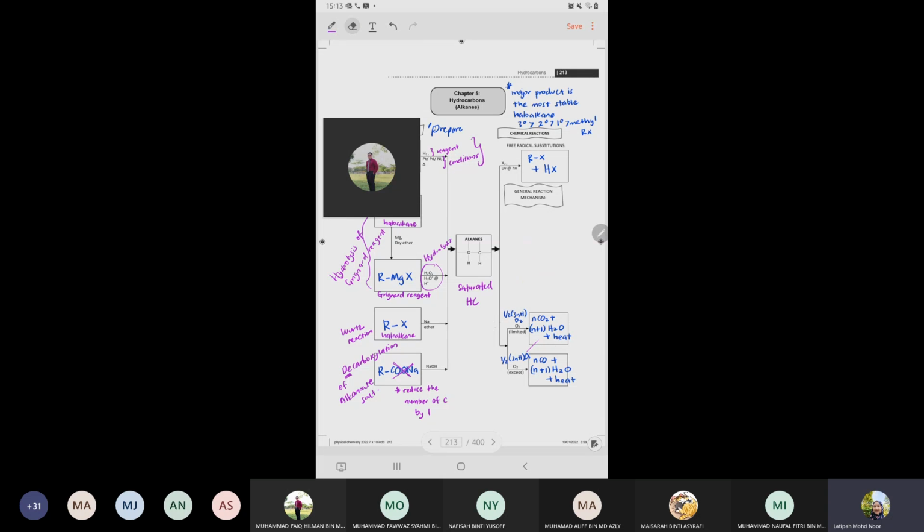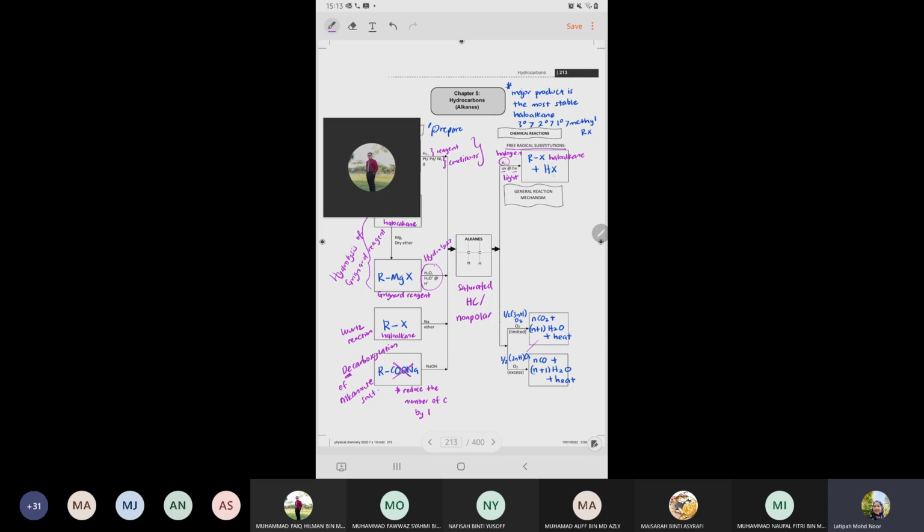So for saturated hydrocarbon, the main reaction is called free radical substitution. Lagi satu, dia adalah juga non-polar compound. So the reaction free radical substitution needs X2, where X2 here is halogen, together in the presence of UV or hv, or you can also write it as light. So what will be produced? It will produce the haloalkane.